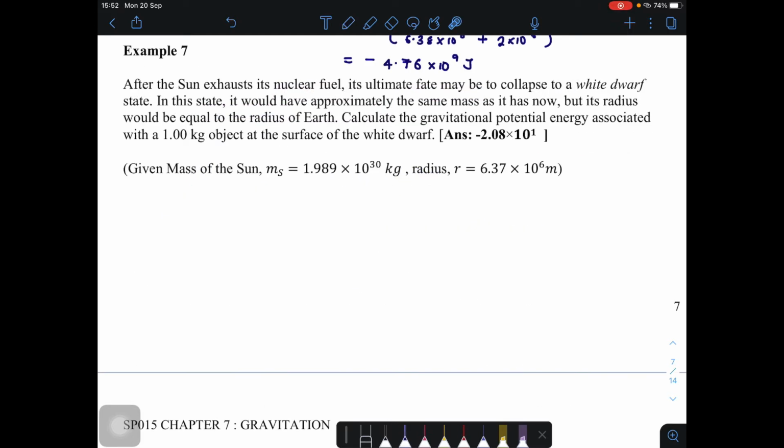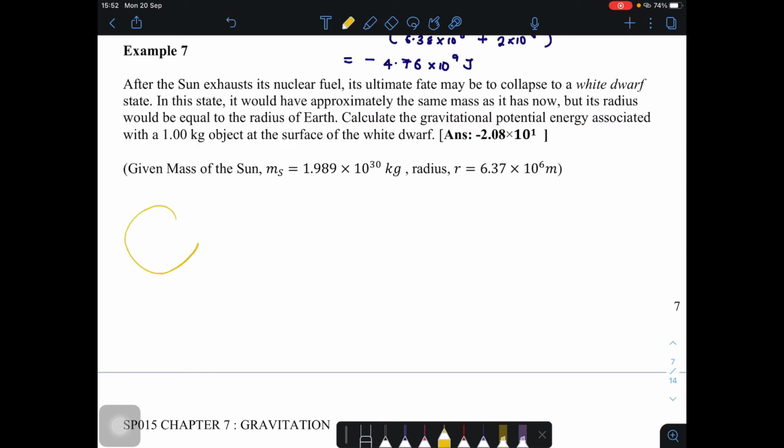Okay, next one we look at example 7. After the sun exhausts its nuclear fuel, its ultimate fate may be to collapse to a white dwarf state. In this state, it would have approximately the same mass as it has now, but its radius would be equal to the radius of the Earth. Calculate the gravitational potential energy associated with a 1 kg object at the surface of the white dwarf.